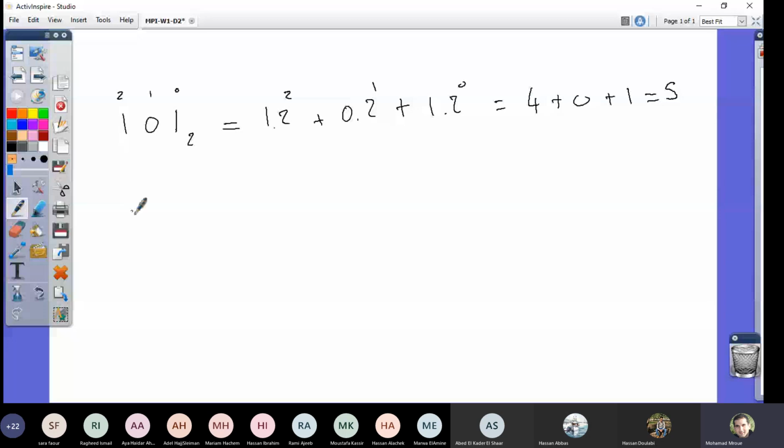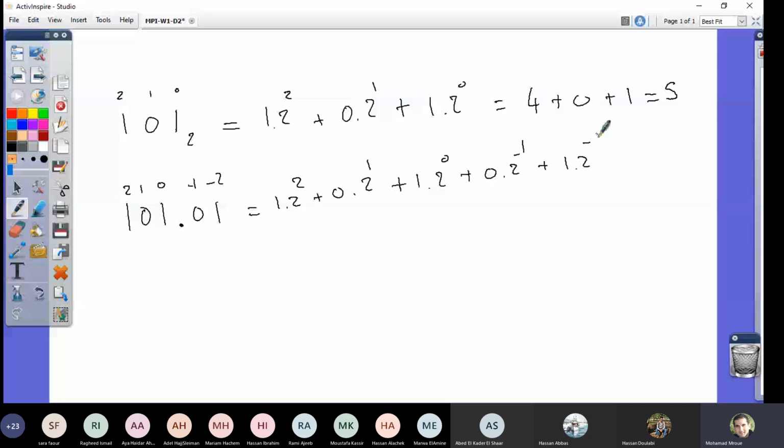If we have a comma, let's say we have 1 0 1 comma 0 1. So we start here after the dot. Here we have 0 1 2 and before the dot we have -1 -2 and so on. So it is as before 1 times 2 power 2 plus 0 times 2 power 1 plus 1 times 2 power 0 plus 0 times 2 power -1 plus 1 times 2 power -2, which equals 4 plus 0 plus 1 plus 0 plus 1 over 4, which gives 5.25. This is base 10.